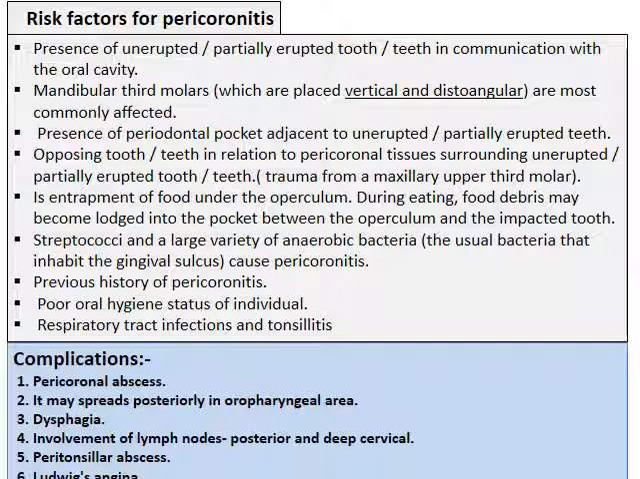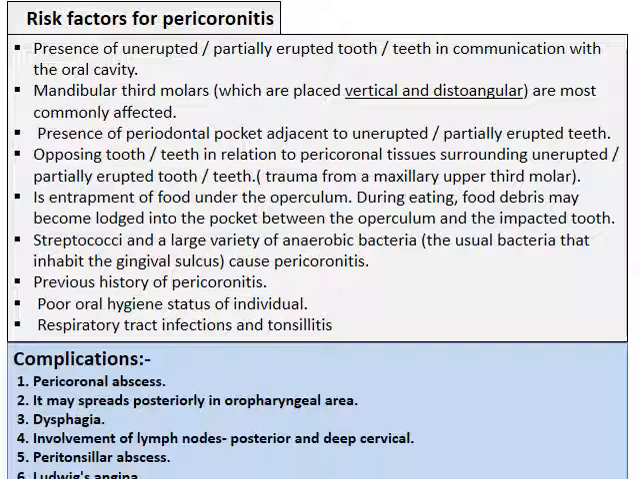Poor oral hygiene of the patient may assist in the development of pericoronitis. Poor oral health, didn't take care of his oral cavity, also this assists in the development of pericoronitis. Respiratory infection, upper respiratory infection, tonsillitis may assist in the development of pericoronitis. All these are risk factors for the development of such a complication or such a clinical entity related to the impacted third molars. What are the complications of pericoronitis?